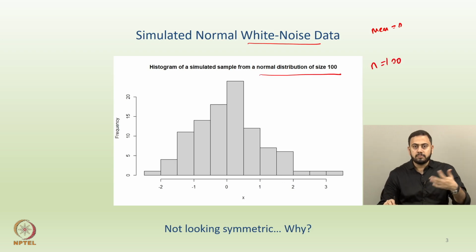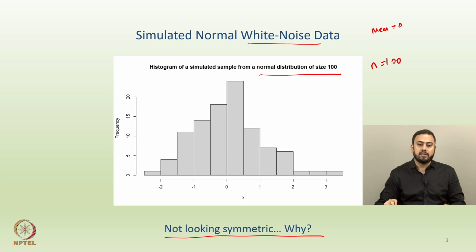Using some software, you simulate a set of random variables from a normal distribution, let us say having mean 0 and some fixed variance, with sample size 100, and this is the underlying histogram. Now, the question is: why does this histogram not look perfectly symmetric? Why do you think? If you observe this histogram, you can see that you have a few more observations on the left hand side of the average than on the right hand side.